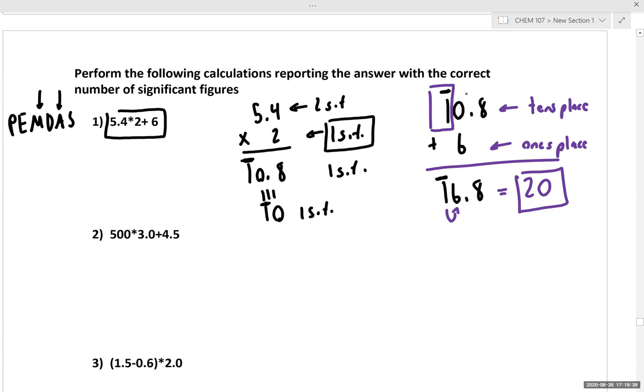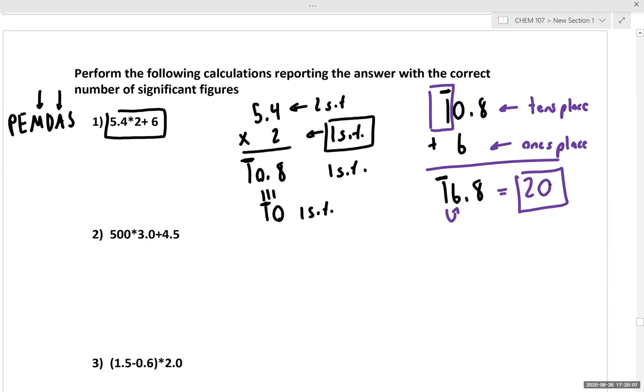So when we add 10.8, with a significant digit only in the tens place following bar notation, with 6, which has a digit in the ones place, we round to the least precise place, which would be the tens place. So we round to the nearest tens place value, which in this case would be 20.